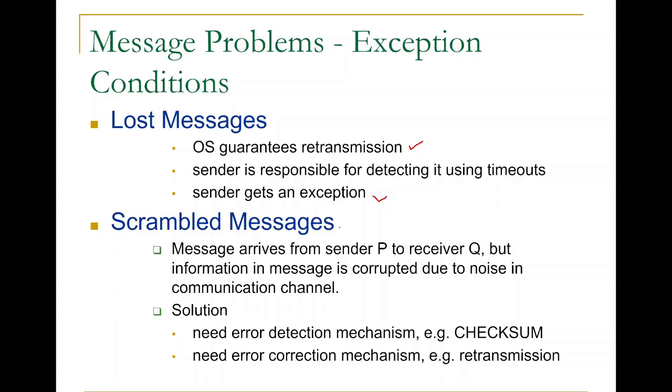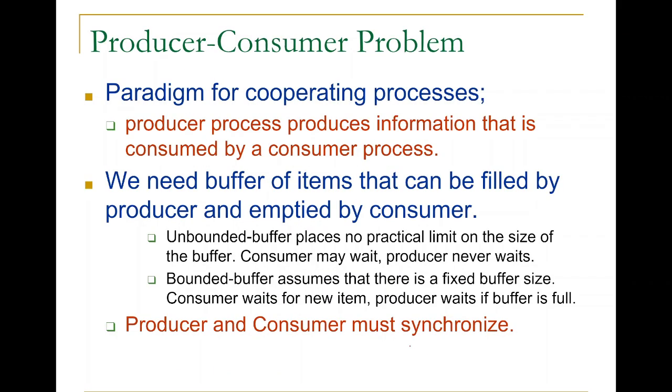How does it handle scrambled messages? Messages arrive from the sender P to receiver Q, but the information in the message is corrupted due to noise in the communication channel. That's a scrambled message. The solution is we need an error detection mechanism, which we call checksum. The error detection notifies that the message is corrupt and therefore should be resent, and then we need an error correction mechanism so that it will handle the retransmission. So those are the two mechanisms available to handle that.